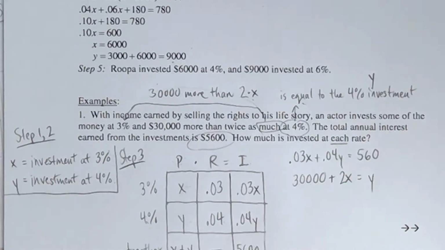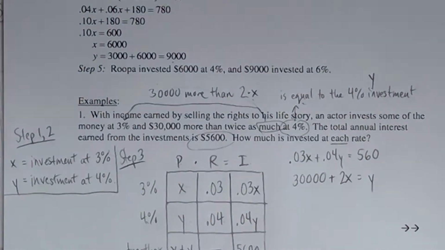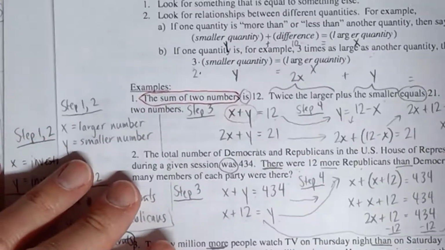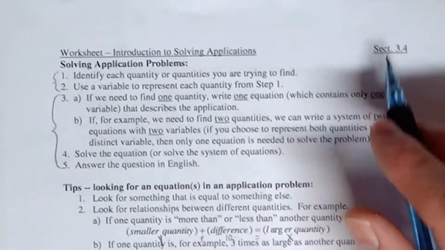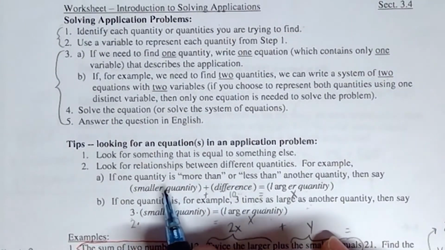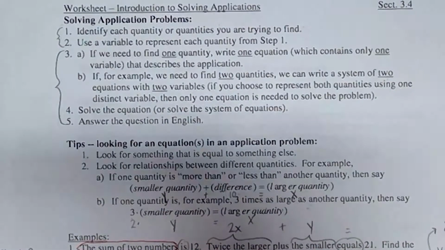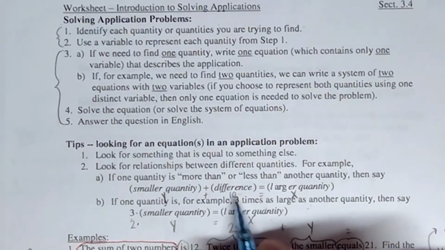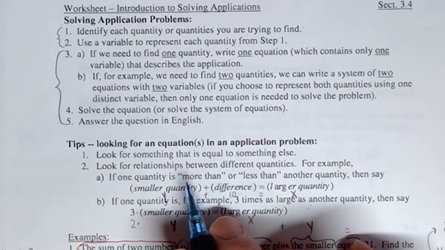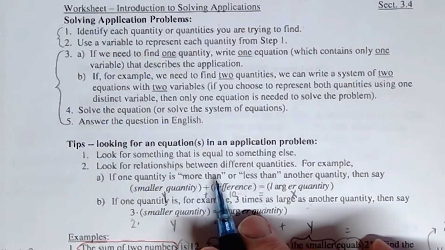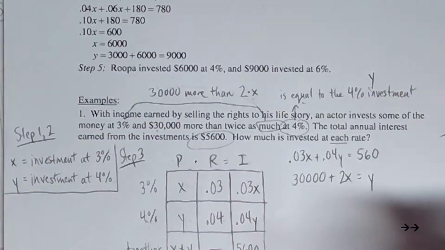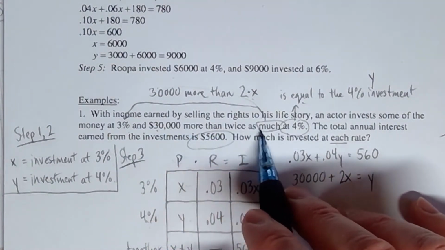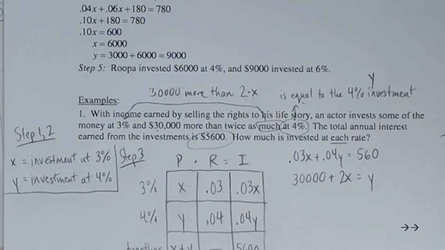Now remember, we talked about in the past, and we'll see this again coming up, that when something is more than something else, you can use this formula. This is back in the 3.4 worksheet. But the current problem we're working on is slightly different, and I want to make sure you understand that. That formula is for when it's strictly more than, when something is more than something else. This is different because it says more than twice as much, which is slightly different than saying more than only.